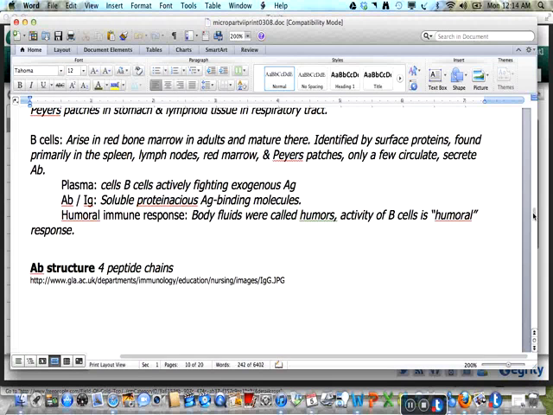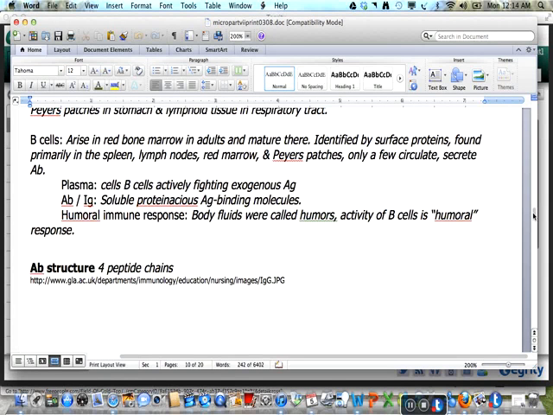B cells arise in the red bone marrow in adults and mature there. They are identified by surface proteins. They are found primarily in the spleen, lymph nodes, red marrow, and Peyer's patches. Only a few circulate, but they all secrete antibody.